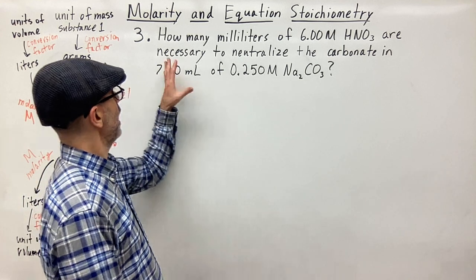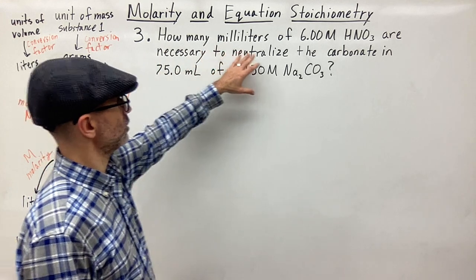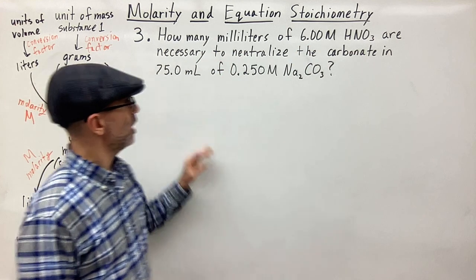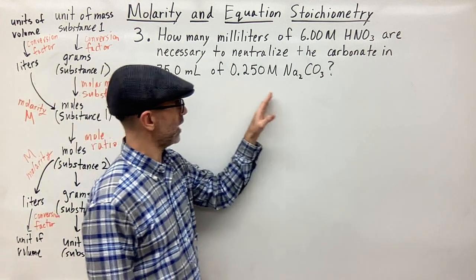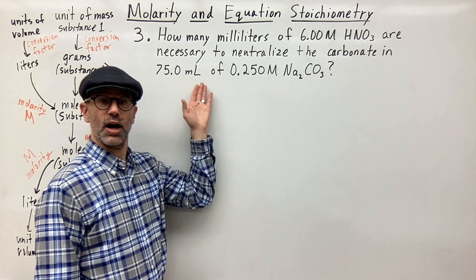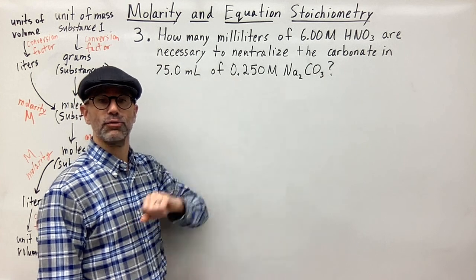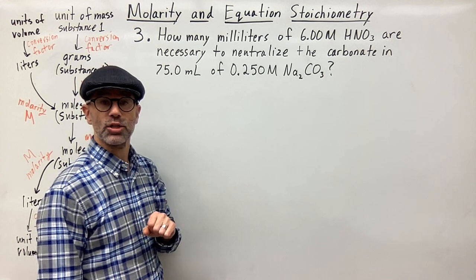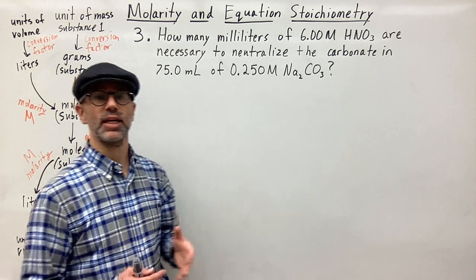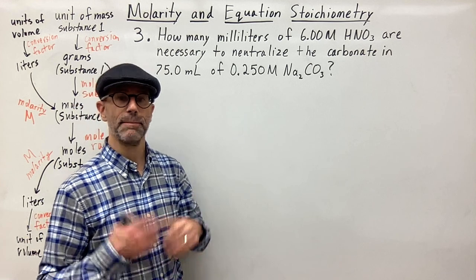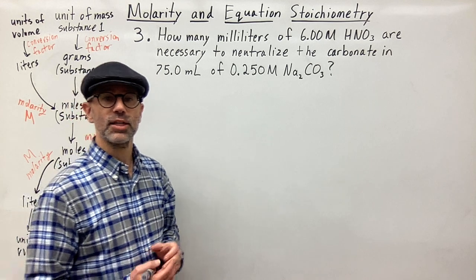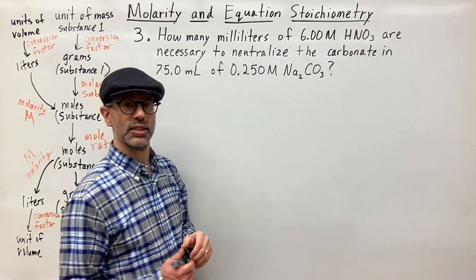Here we're asked: how many milliliters of 6.00 molar HNO3, nitric acid, are necessary to neutralize the carbonate in 75 milliliters of a 0.250 molar solution of sodium carbonate? The first thing we need in order to do stoichiometry is a balanced equation. So we need to put our reactants together, see what products are formed, and then balance the equation.